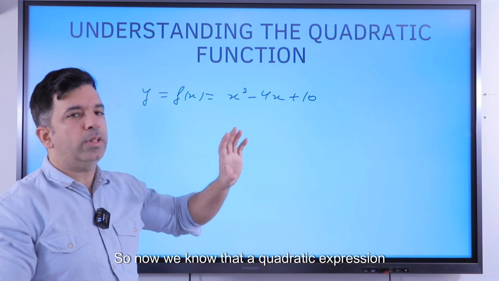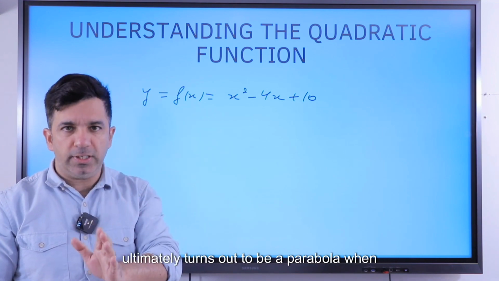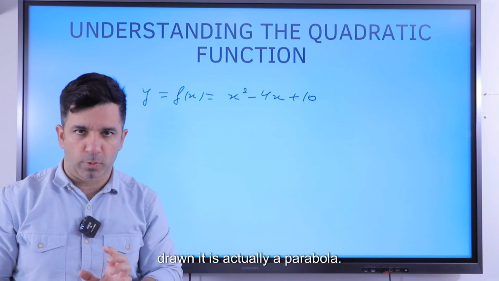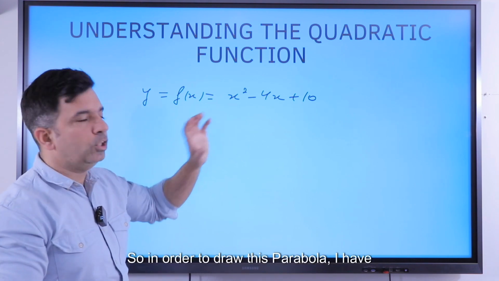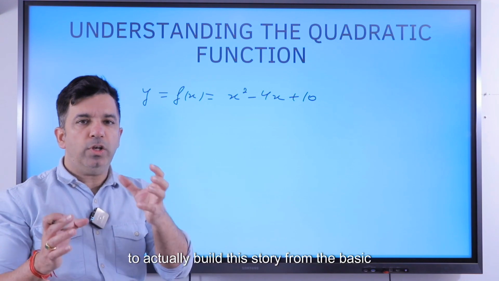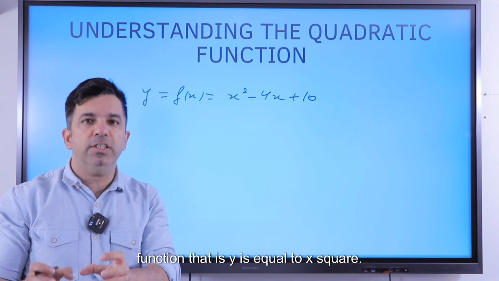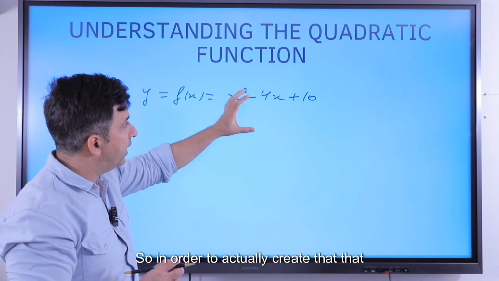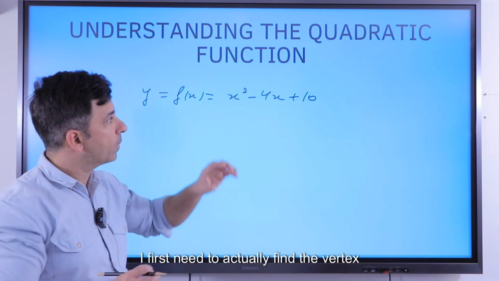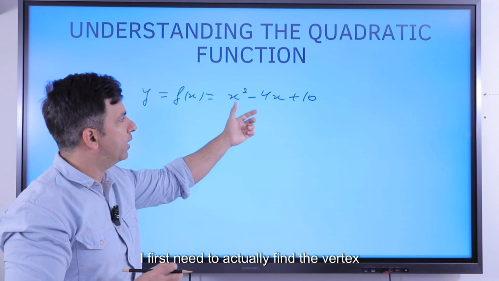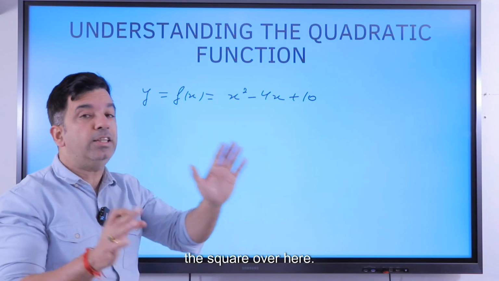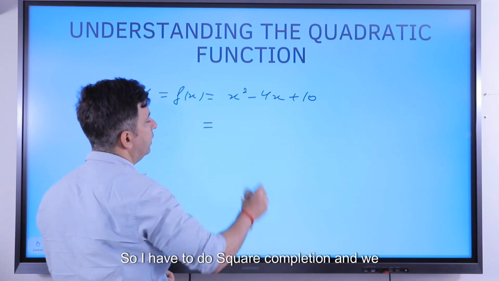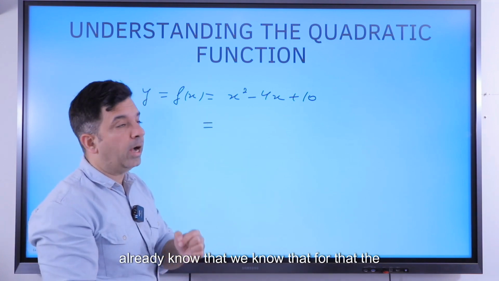So now we know that a quadratic expression ultimately turns out to be a parabola. When drawn, it is actually a parabola. So in order to draw this parabola, I have to build this story from the basic function, that is y = x². So in order to create that step over here, I first need to find the vertex, and for that I have to complete the square over here. Now this is the task. So I have to do square completion, and we already know that step.